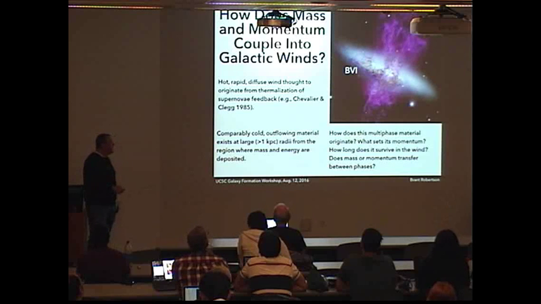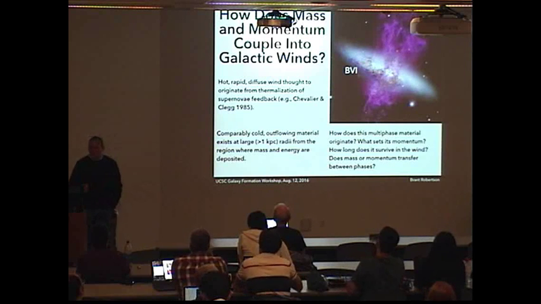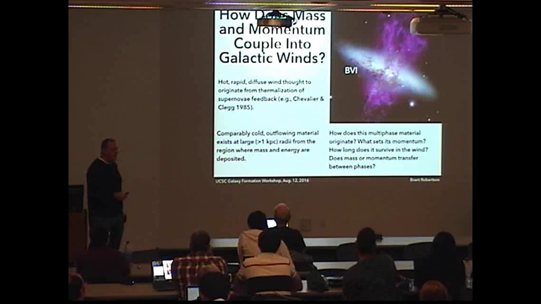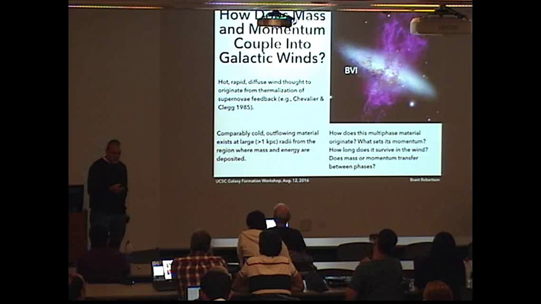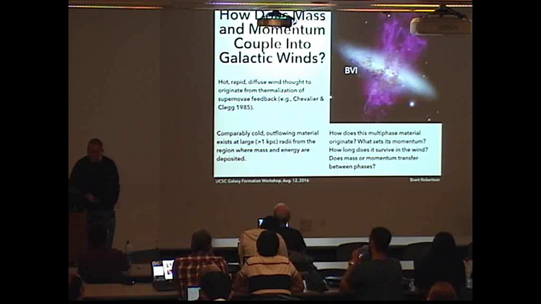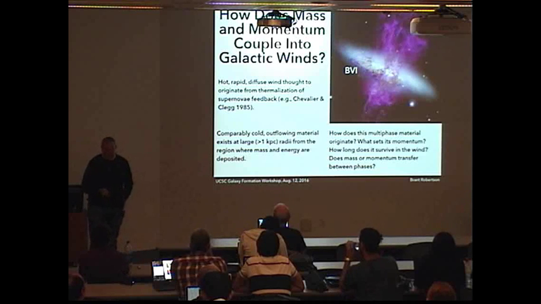So, in detail, we want to understand something about the multiphase material in the outflows. What sets the momentum of the gas? How much momentum is in this outflowing dense material? How does that compare with the momentum in the hot phase? Are they moving at the same velocity? I think these are all questions that we don't know the answers to. How long does it survive? These are all interesting questions about galactic scale outflows.